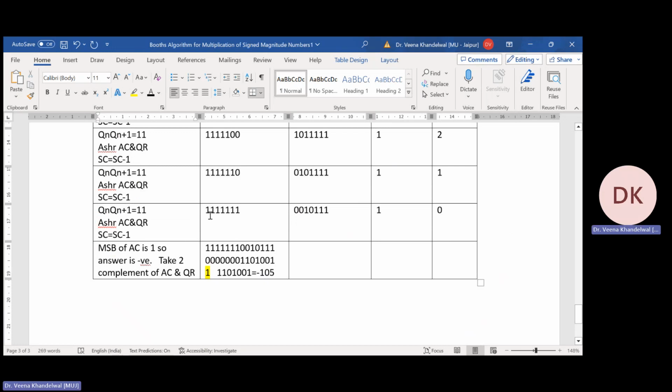Here in the result, the MSB we get is 1. So that means the number is negative. And if the number is negative, once again, we take 2's complement of AC and QR. So this is AC and this is QR. We take 2's complement, and after taking 2's complement, we get this number. So this number corresponds to 105, but because we have received 1 here, that means the output is negative. So the sign bit of the output is 1.